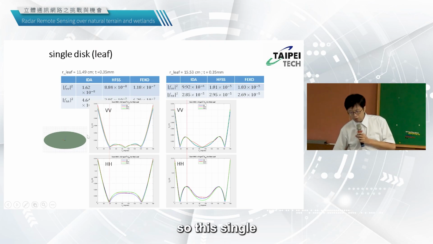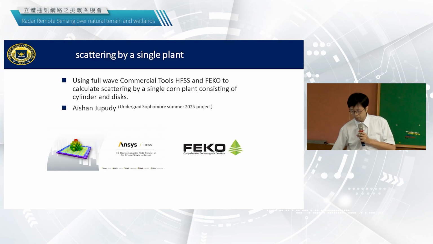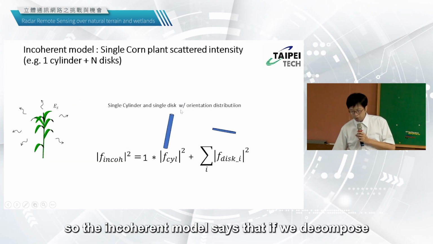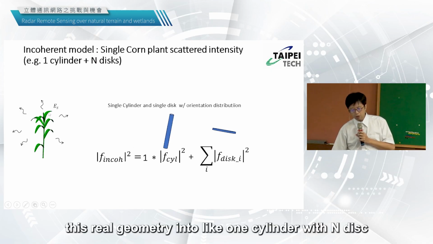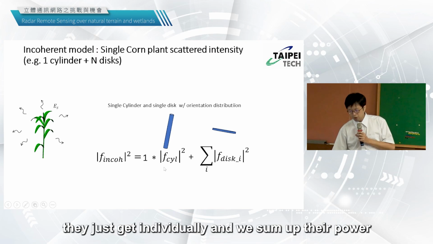So this single cylinder and single disk is the basis for us to construct all these different kinds of vegetation in the past. So the incoherent model says that if we decompose this real geometry into, like, one cylinder with n disks, saying that these leaves are modeled with disks, they just scatter individually and we sum up their power.